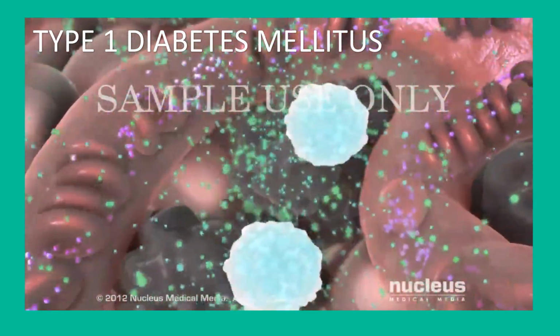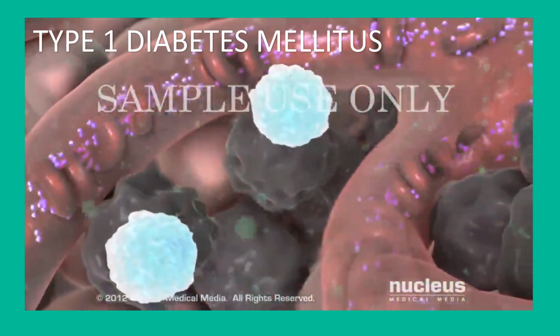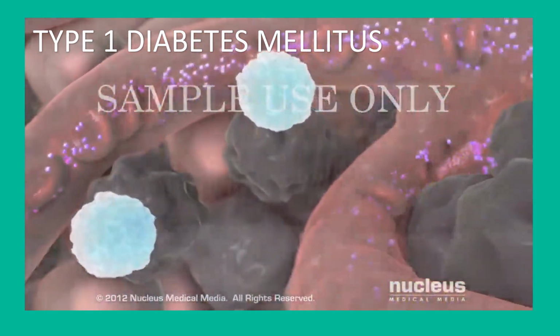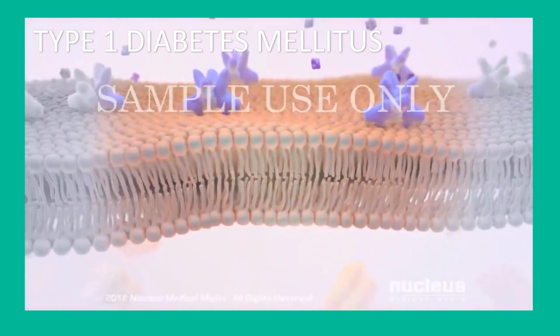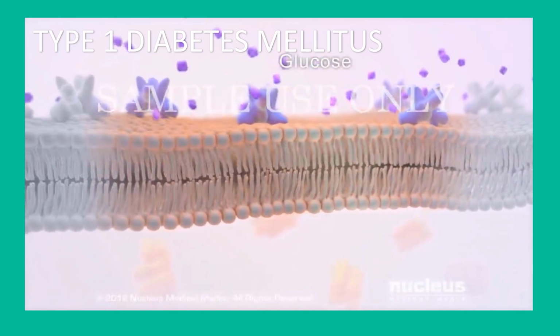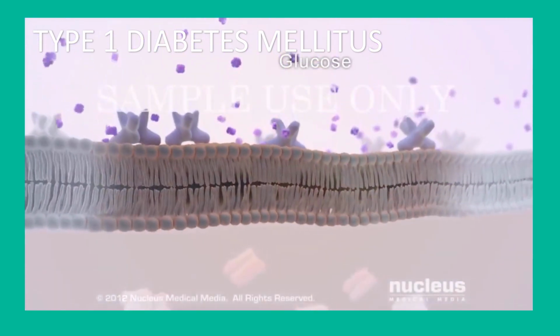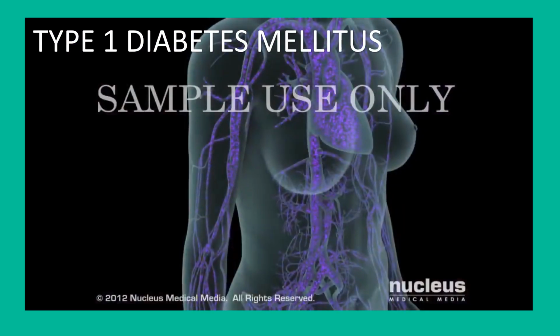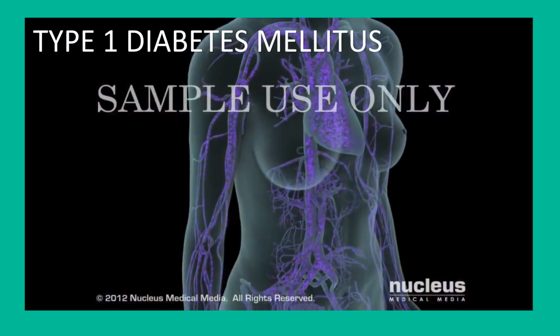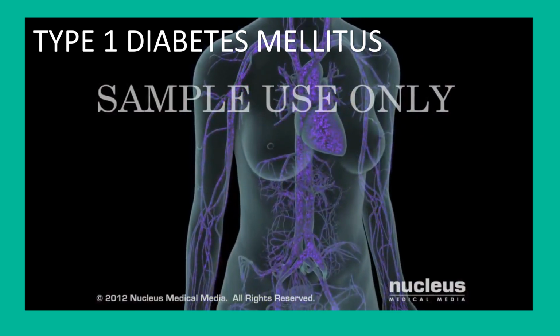This results in the destruction of the beta cells, which happens early in life. Fewer beta cells means less insulin production. Less insulin unlocks the cell membrane, so glucose cannot get into the cells, causing an increase in glucose level in the bloodstream, hence developing into a condition called hyperglycemia.